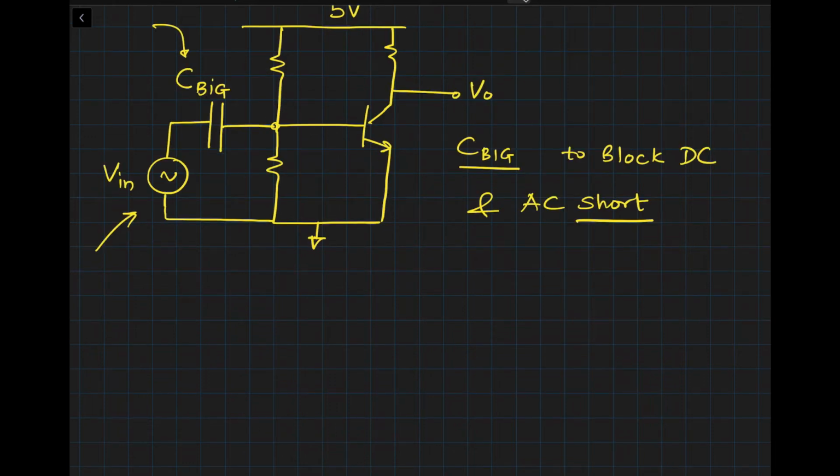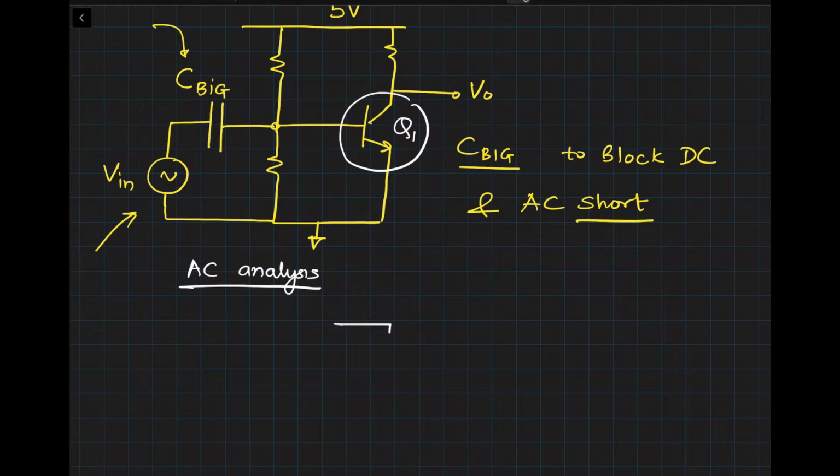Now we would like to do AC analysis of this circuit. For AC analysis, we know that we will connect all the DC voltage sources to 0, and in this particular case we will short the C big, because for the frequency of operation, C big is a large value capacitor, so it acts as a short, and it only acts as a capacitor to block the DC. So first, we know the transistor Q1 is in forward active region, so the small signal model for the forward active transistor is like this.